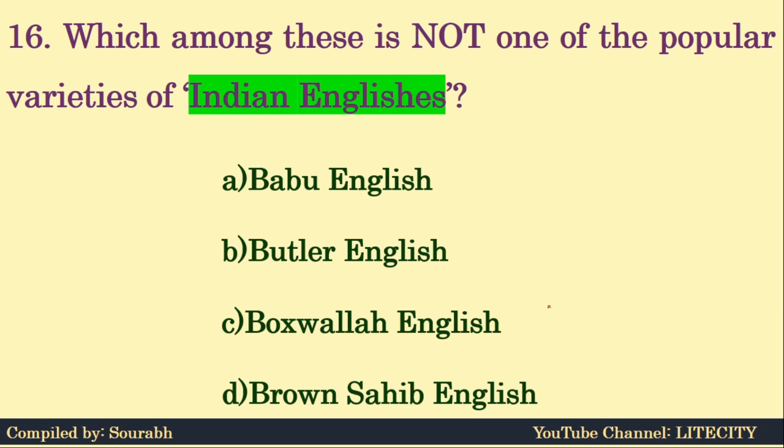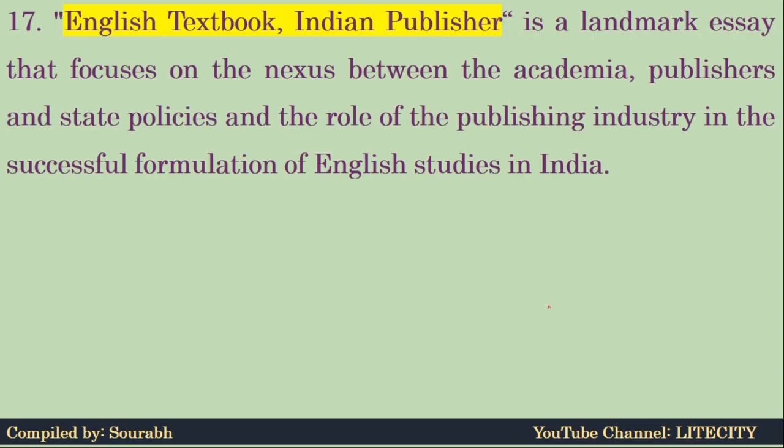Out of this, dear friends, let me tell you one by one. Babu English is associated with the works of clerks, and it is marked by extreme stylistic ornamentation, formal syntax, superficiality, verbosity. Butler English is spoken by servants. Boxwala English is the language of trade and commerce, used by low-level shopkeepers. The answer: there is nothing like Brown Sahib English. So it is not the name of a variety.